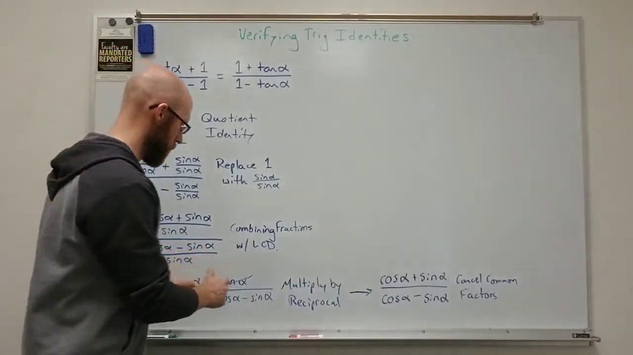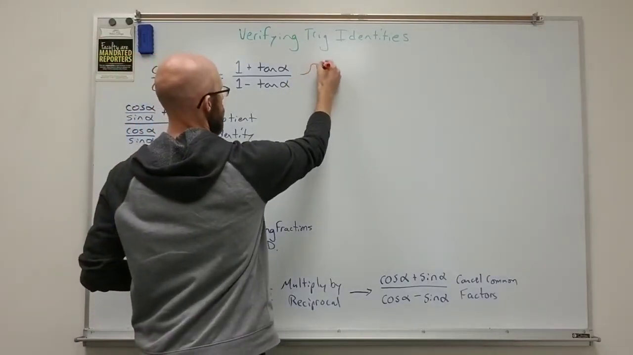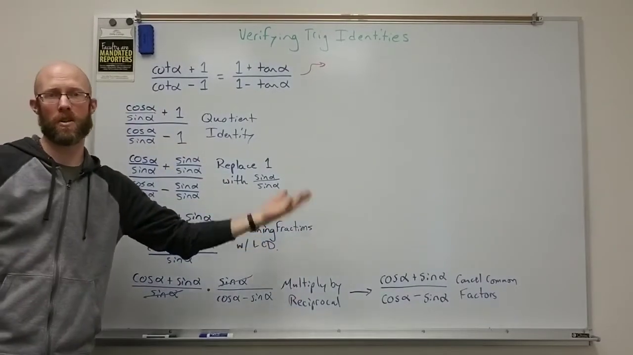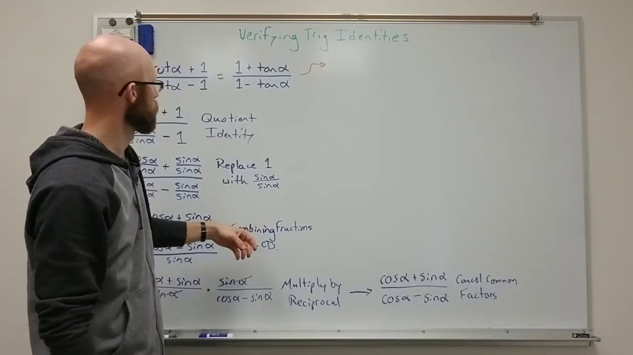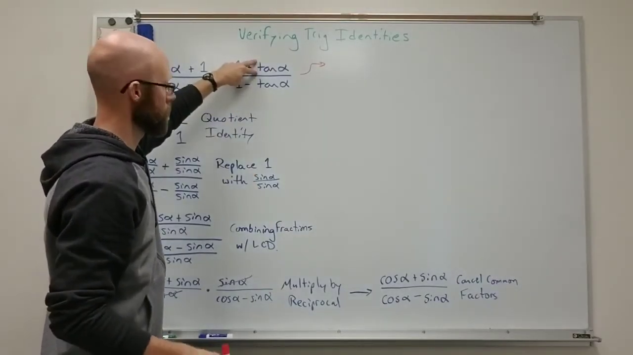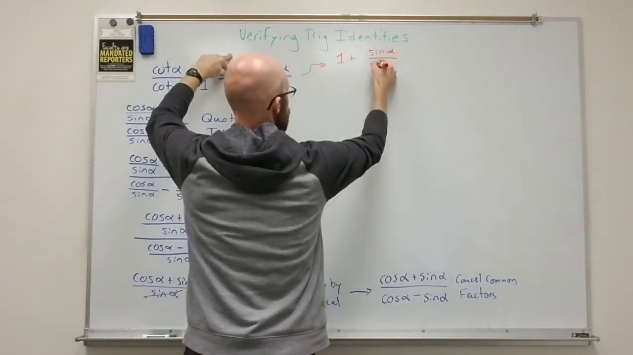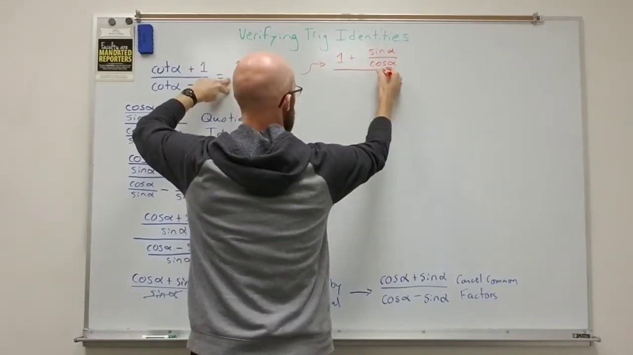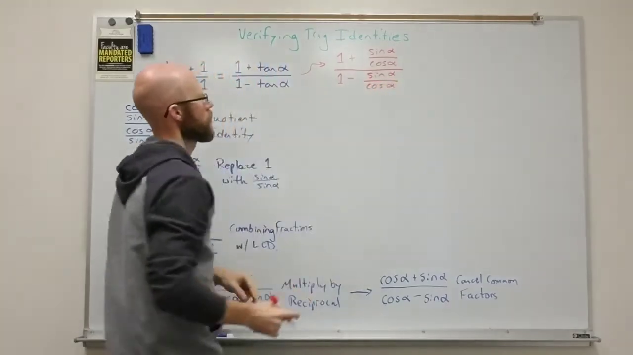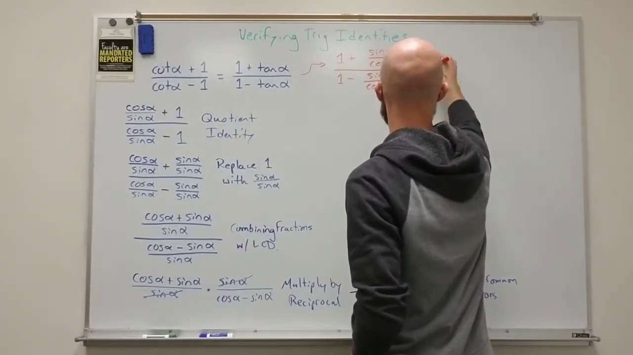So let's do the other side, but I'm going to do that in red just to keep it separated here. Maybe I'll start with a similar idea, get everything in terms of sines and cosines. When you've done enough of these, you get a little bit of an intuition for it. The tangent is sine over cosine. So I'm going to call this 1 plus sine alpha over cosine alpha over 1 minus sine alpha over cosine alpha. Okay, so it turns the tangents into sine over cosine. That would be a quotient identity.